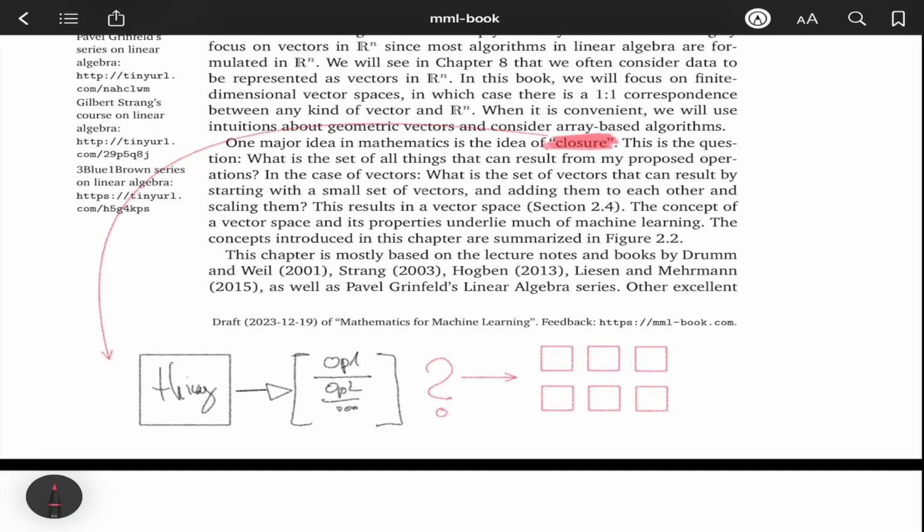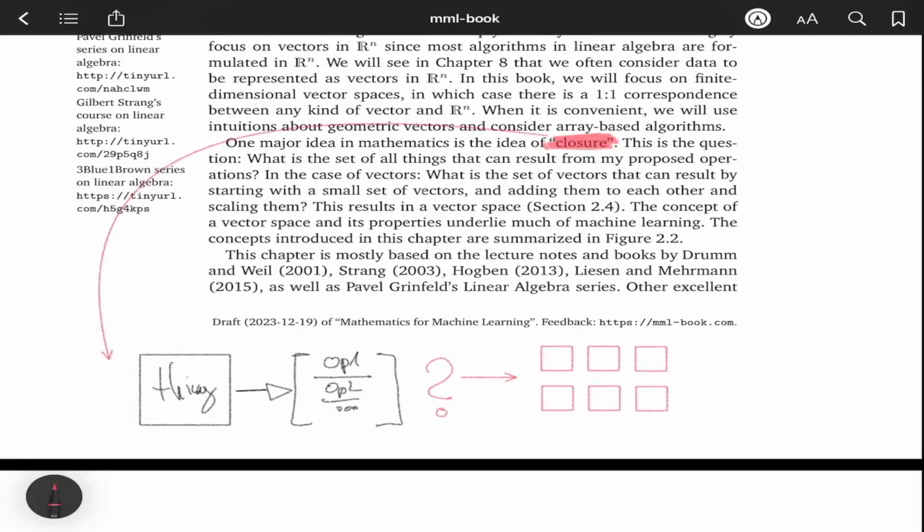Okay, in the case of vectors, what is the set of vectors that can result by starting from a small set of vectors and adding them to each other and scaling them? The result is a vector space. Yes. So you can have a bunch of vectors, and then you can add them and multiply them to get basically an infinite set of new vectors, and then that whole possible set is called a vector space.